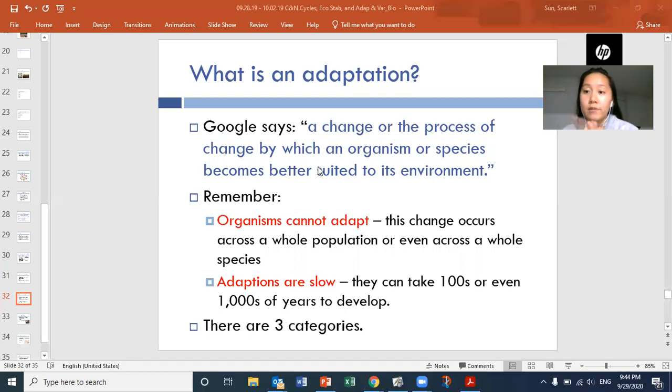They're not just going to happen overnight and all of a sudden you're going to be like, I'm the best fit for this environment. No, it's over a long time where natural selection causes the weaker ones to die off and only the stronger survive. So the stronger ones have kids, and then the kids also have the strong characteristics for living in the environment. So there are 3 categories of adaptation.